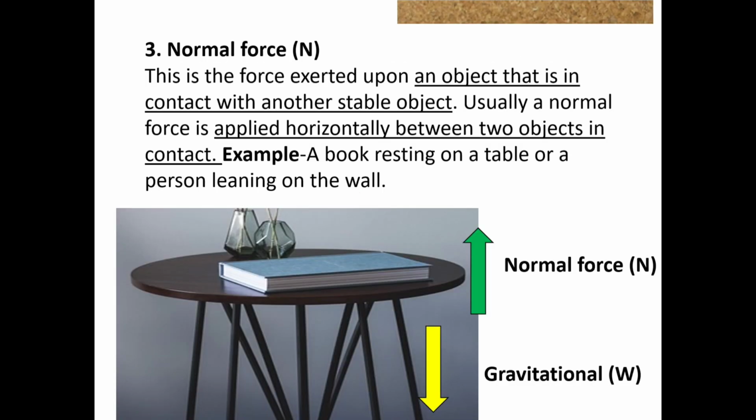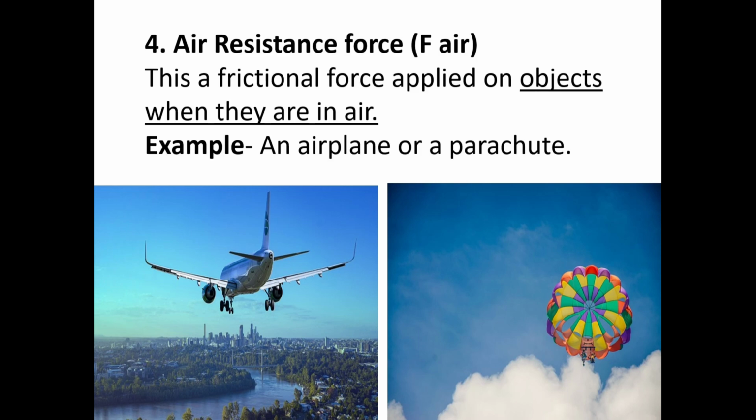3. Normal force. This is the force exerted upon an object that is in contact with another stable object. Usually, a normal force is applied perpendicularly between two objects in contact. Example: a book resting on a table or a person leaning on the wall. 4. Air resistance force. This is a frictional force applied on objects when they are in air. Example: an airplane or a parachute.